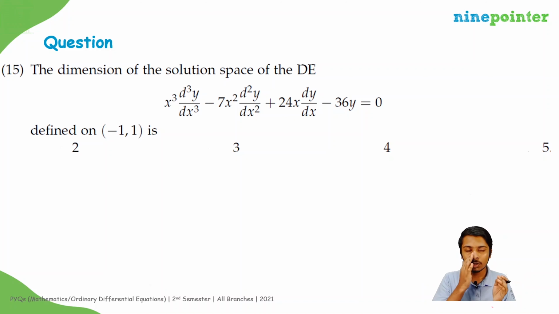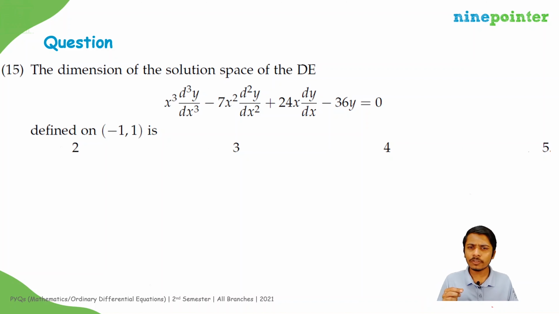Anyway, let's try. Can we actually apply the dimension theorem here? Just think about it. What were the assumptions that were made in the dimension theorem? We needed the equation in standard form to have continuous coefficients on the interval that we are applying. So what's the interval we have? It is minus 1 comma 1.